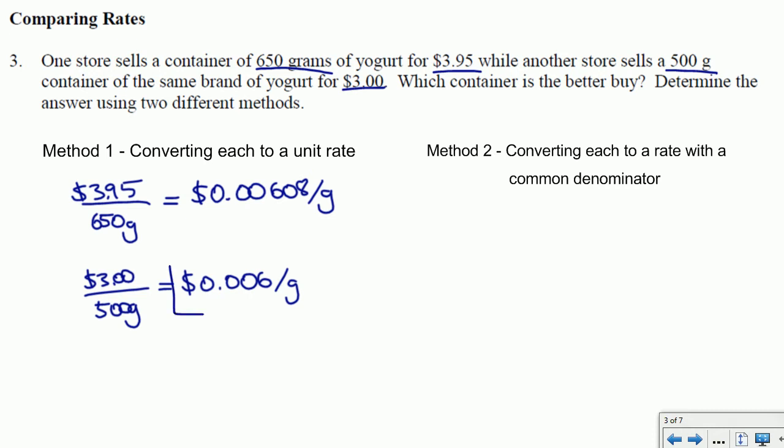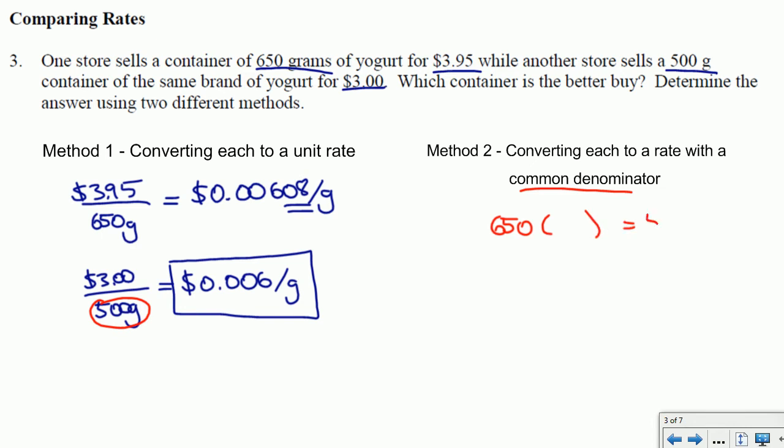So this container of yogurt is very slightly less expensive than the other container. This one requires a few more fractions of a dollar more per gram. So with our second approach, we're going to convert each to a rate with a common denominator. We'll maybe work on switching both to something per 500 grams. So the question we need to ask ourselves is, what do we need to multiply 650 by to give 500?